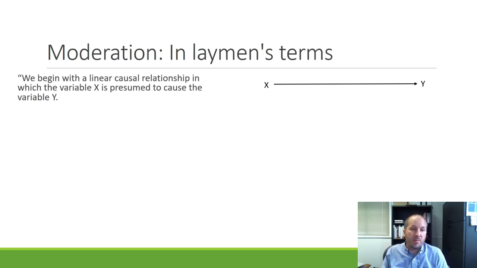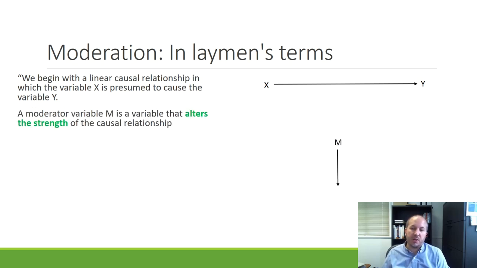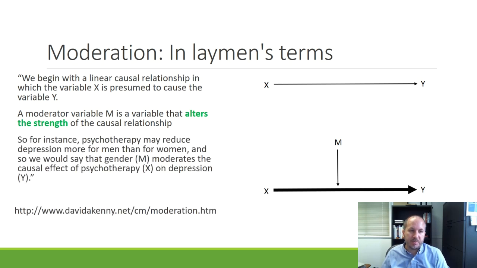So once more, moderation in layman's terms, as we begin with this relationship, X and Y, X impacts Y, or X is highly associated with Y. And then we're going to take a moderator, which actually alters the strength of that relationship. So for example, a psychotherapy may reduce depression more for men than for women. And so we would say that gender moderates the causal effect of psychotherapy on depression.